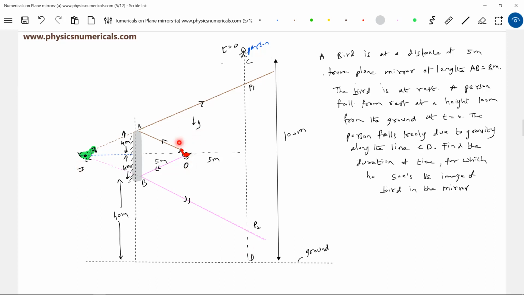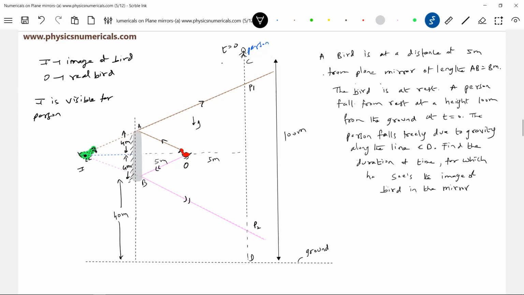This bird will emit incident rays, and they will enter the person at all positions. There's no problem of visualizing the bird. The image of the bird is visible only in this region P1, P2. I should put I here. It's a real bird, so the image I is visible for the person.